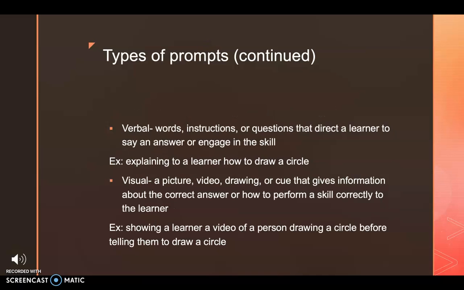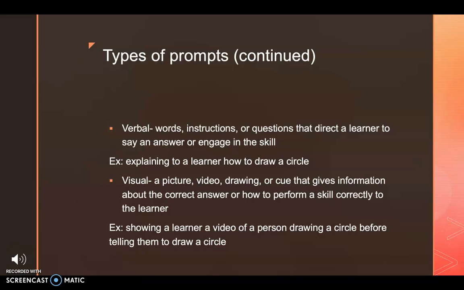So now let's move on to a verbal prompt. A verbal prompt is words, instructions, or questions that direct a learner to say an answer or engage in the skill. An example of a verbal prompt would be explaining to a learner how to draw a circle. The way I would explain how to draw a circle would be to start in one spot and then move the pencil in a circular motion. And that's how you draw a circle.